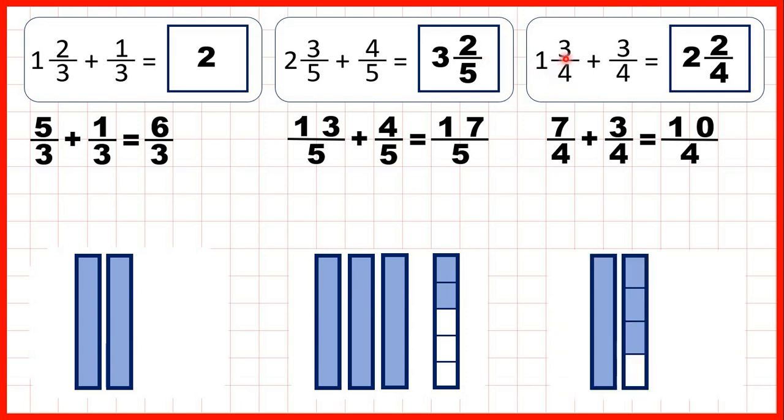Finally, we had 1 3/4, and we were adding 3/4. We changed 1 3/4 into 7/4. Remember, each of these pieces is a quarter, and we have 7 of them here, and if we add the 3 of them that we're adding, that gives us 10/4 altogether. But we can change that back into a mixed number by dividing. 10 divided by 4 is 2, remainder 2, so that's 2 wholes and 2/4 as our answer.